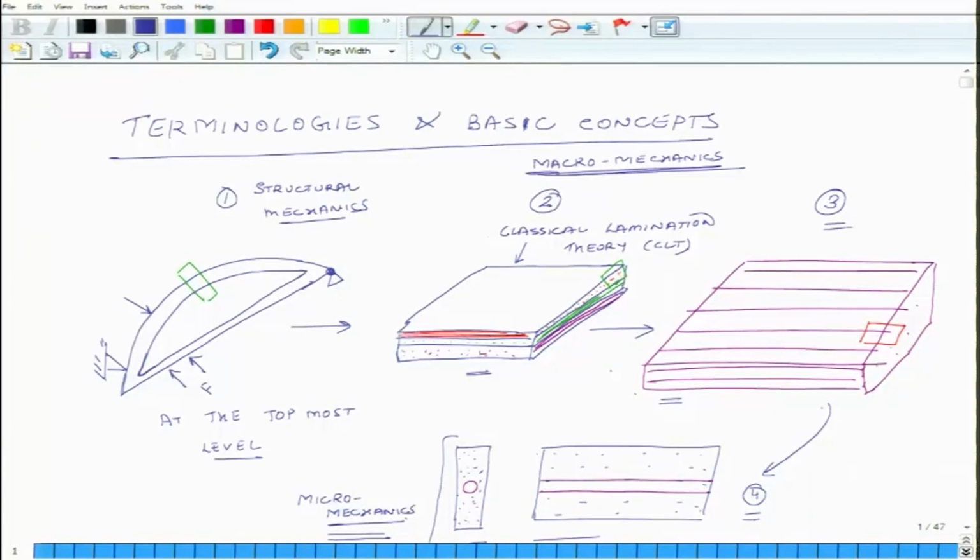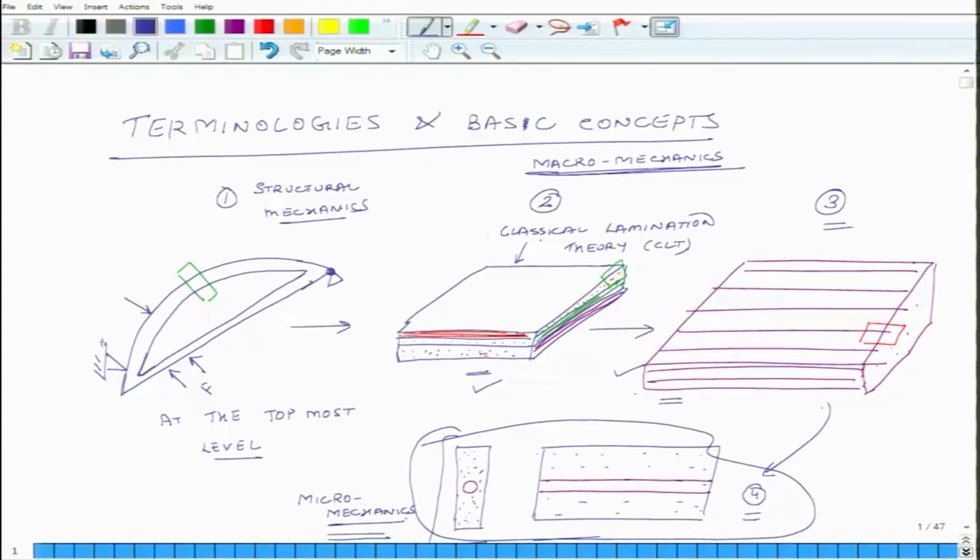In this course, what we will learn is how to do this and how to do this. We will directly use some results from micromechanics, because that can become a separate course, but we will use some results of micromechanics integrated with macromechanics results to develop an understanding of classical lamination theory. That is the overall goal we will seek to meet by the end of this course.